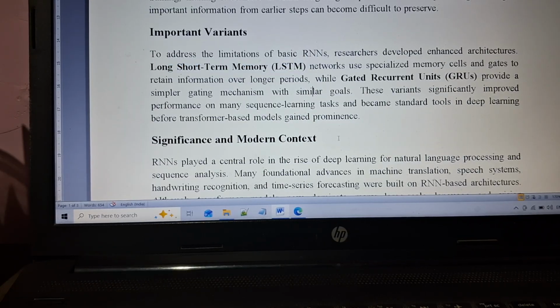To address the limitations of basic RNN, researchers developed enhanced architectures of the recurrent neural network. There are two types of enhanced architecture. Long short-term memory networks use a specialized memory cell and gates to retain information over longer periods, while gated recurrent units provide a simpler gating mechanism with a similar goal. These variants significantly improved performance on many sequence learning tasks and became standard tools in deep learning before transformer based models gained prominence.